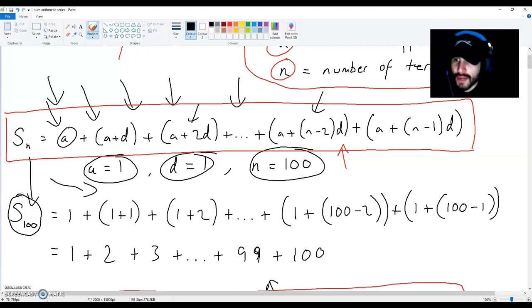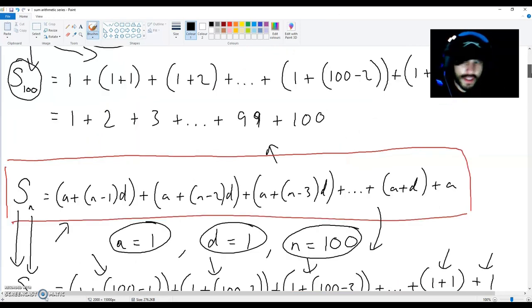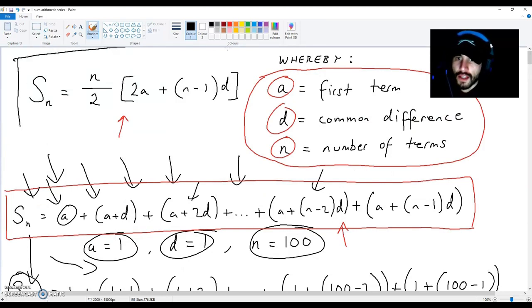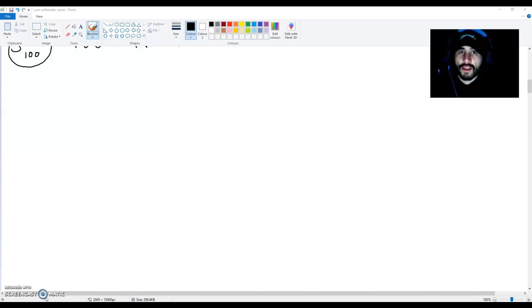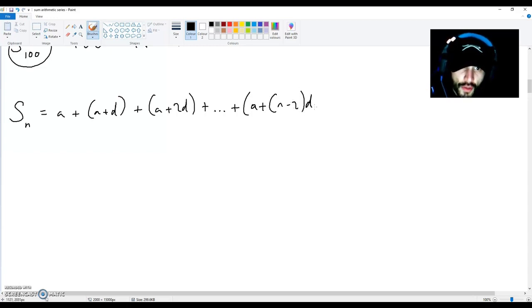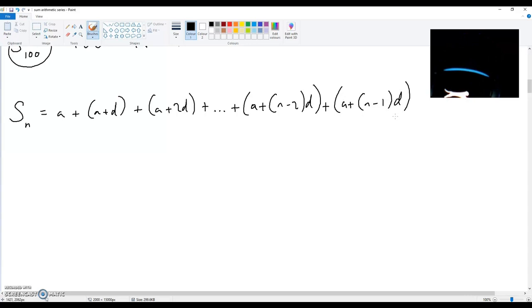And knowing this, and knowing this massive chunky equation over here, and this massive chunky equation over here, we can prove that this up here is true. So let's start working on our proof with the information that we know and also the information that we have discovered. And we can do this by writing Sn is equal to a plus d in brackets, plus a plus 2d in brackets, plus dot dot dot plus a plus n minus 2 multiplied by d in brackets, plus a plus n minus 1 multiplied by d in brackets.